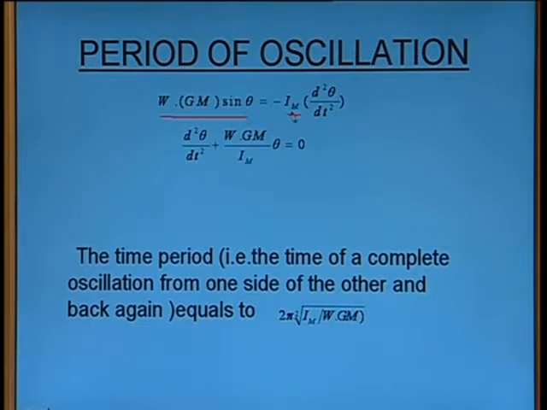So this equation, which is T is equal to I alpha, a very famous equation, may be rewritten for small theta as d2 theta divided by dt square plus W GM divided by Im times theta is equal to 0. This is a famous equation. If we solve this equation, we can find out the time period of oscillation. The time period, or the time of a complete oscillation from one side to the other side and back again, is equal to 2 pi root of Im divided by W GM.